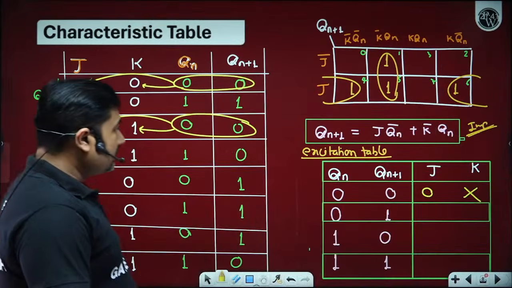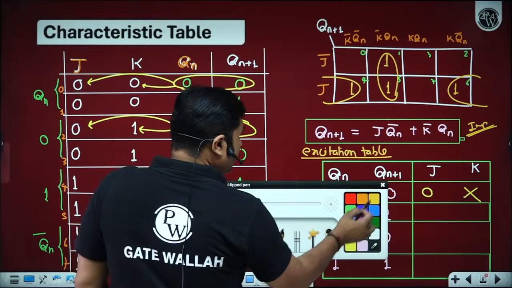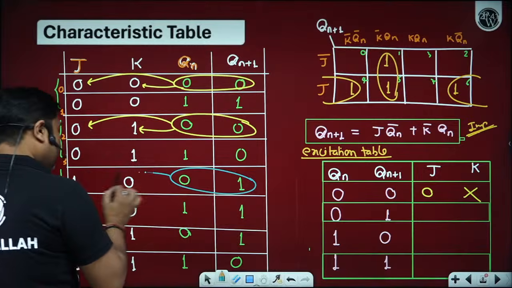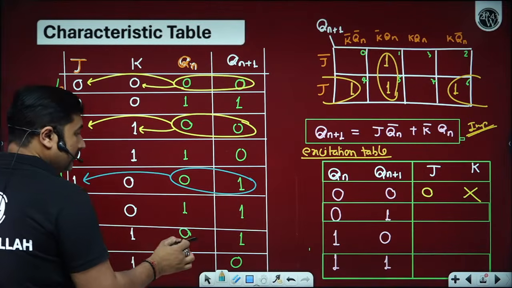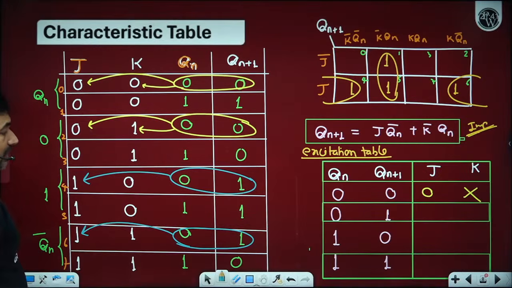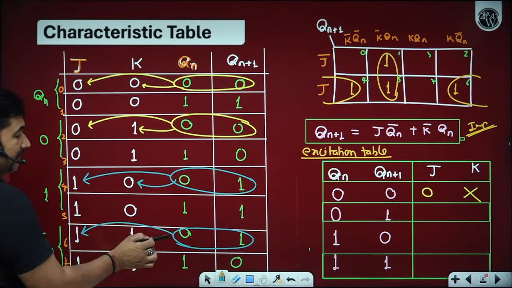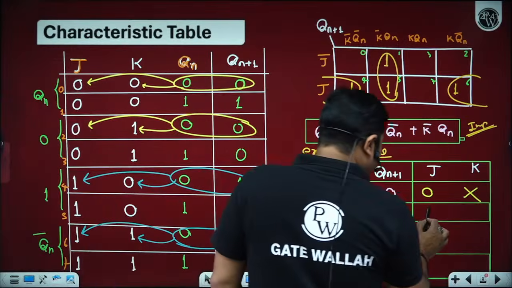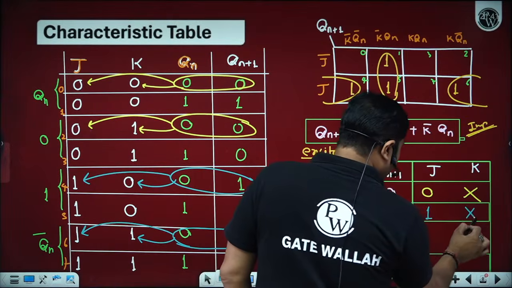Great. Same for 0, 1. For 0, 1, J must be 1. However, K may be 0, may be 1. You can indicate in the same way. So J must be 1, K may be 0, may be 1.